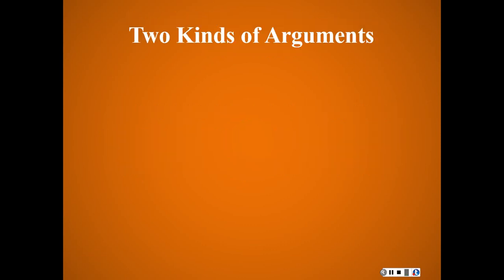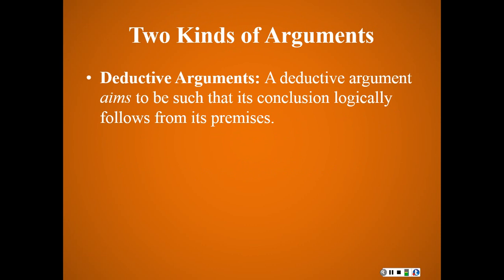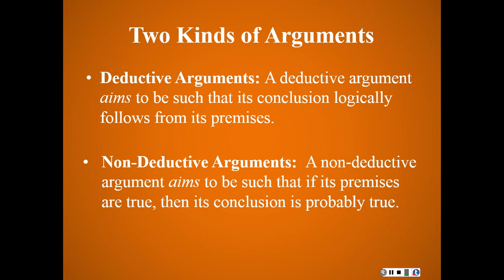In the meantime, though, I'd like to note that there are, broadly speaking, two different kinds of arguments. So there are what we could call deductive arguments. Deductive arguments are arguments that aim to be such that their conclusion logically follows from their premises. There are also what we might call non-deductive arguments. Non-deductive arguments aim to be such that if their premises are true, then their conclusion is probably true.